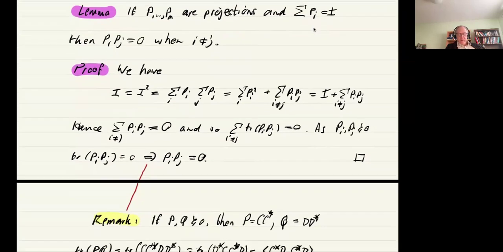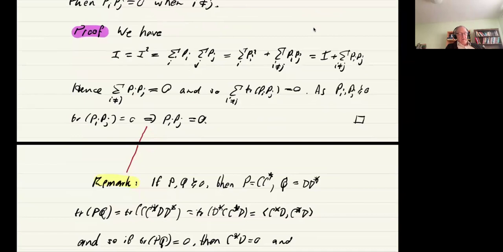Now, I wanted to remind you that, as I said, if the trace of this is equal to 0, then this is equal to 0.